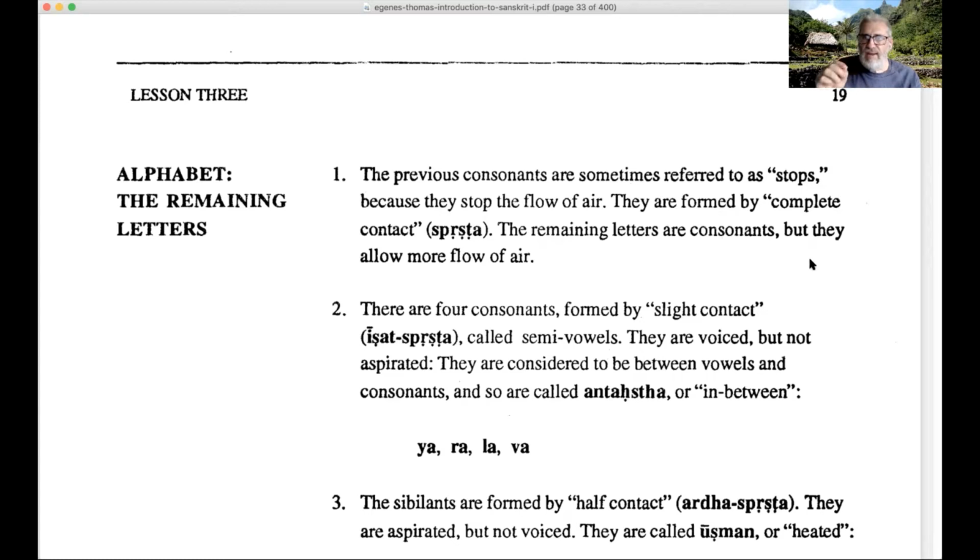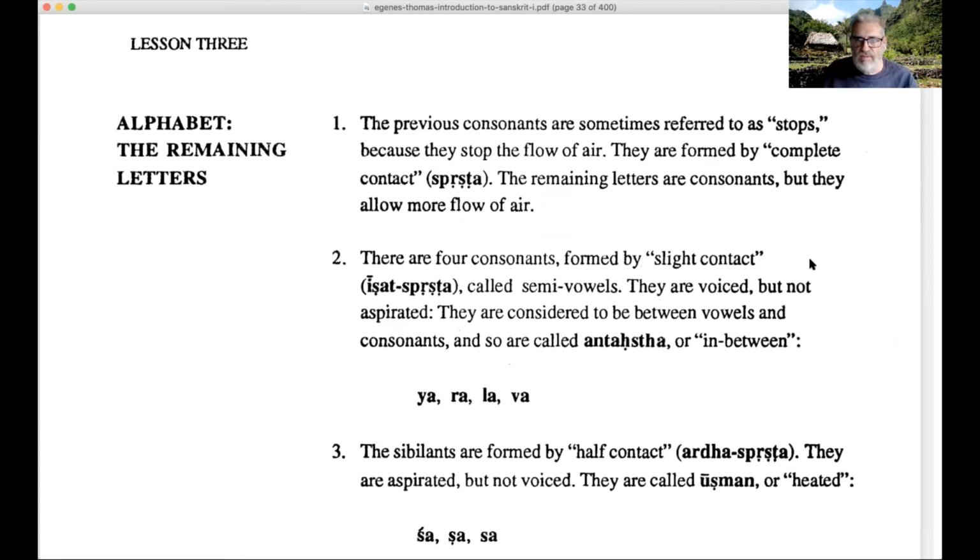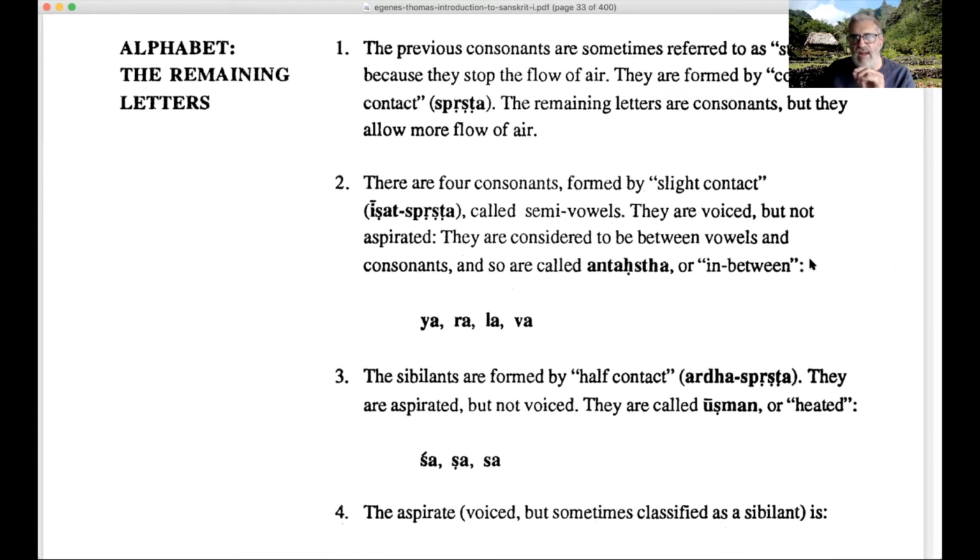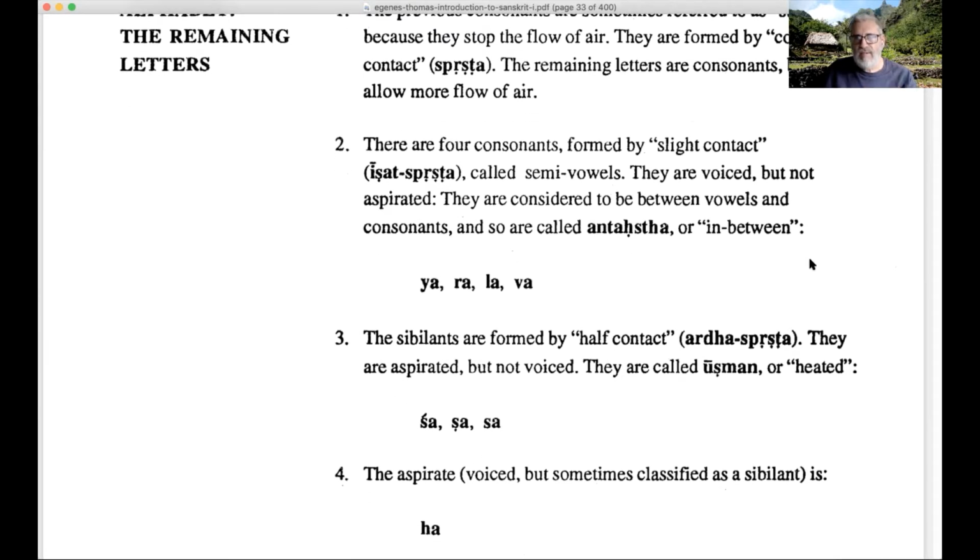Now the remaining consonants allow more flow of air than these ones which are completely cutting off the air. There are 4 consonants formed with slight contact, not complete contact. And these are called ishat sprishta. Ishat sprishta means slight contact. These are called semivowels in English. We call them semivowels. They are consonants.